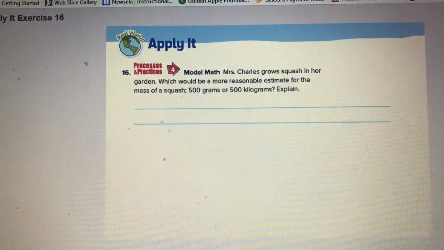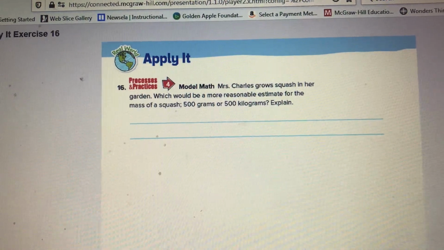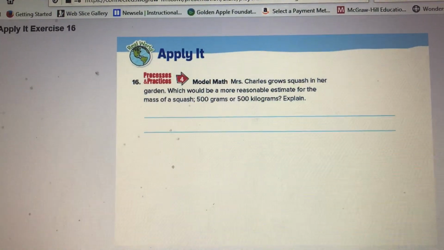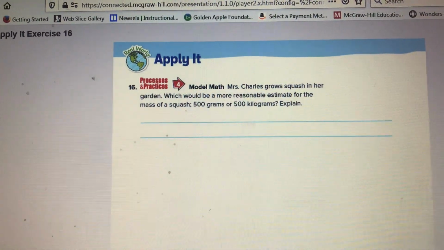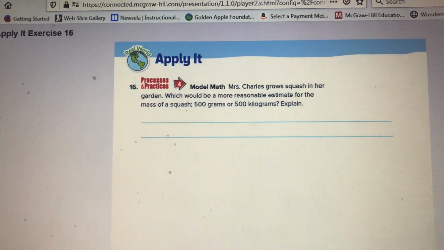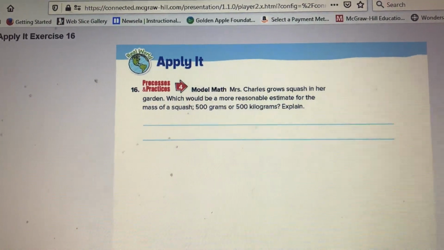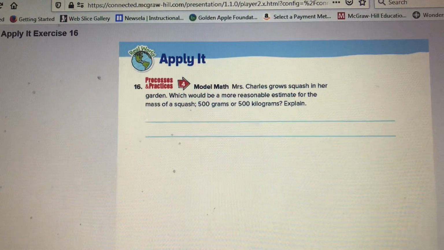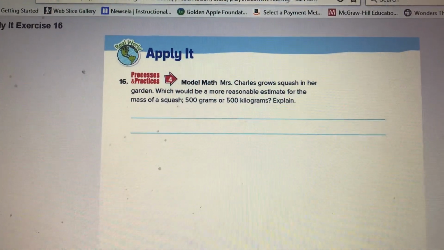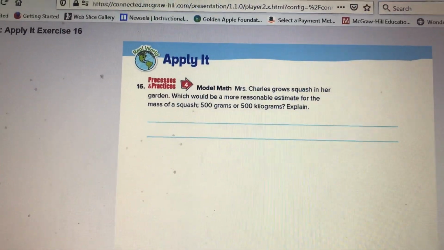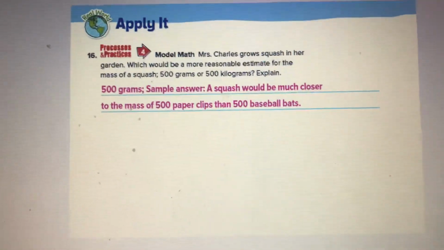Okay. And number 16, Mrs. Charles grows squash in her garden. Which would be a more reasonable estimate for the mass of a squash? Now, squash is a vegetable. 500 grams, which is about 500 paper clips, or about 500 baseball bats. Unless Mrs. Charles is a giant, she's probably going to measure that in grams, right?